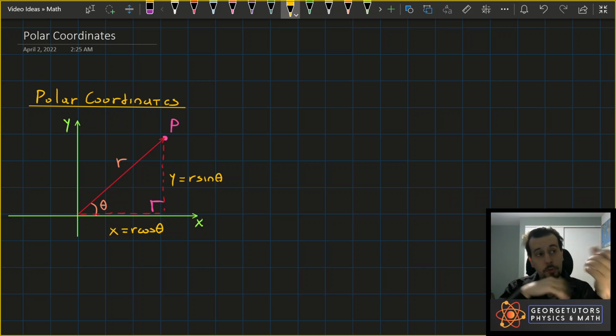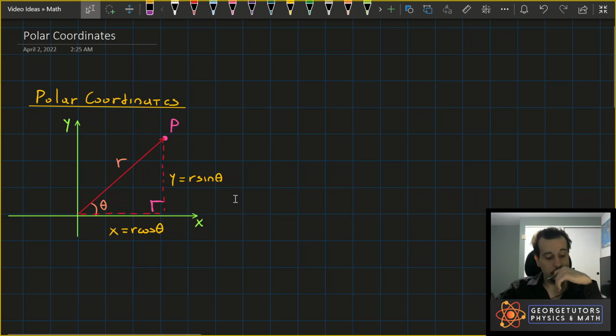We will combine these two equations in a meaningful way in the next video to go from Cartesians to polars, and we'll derive some more equations that we need. But for now, this is sufficient.